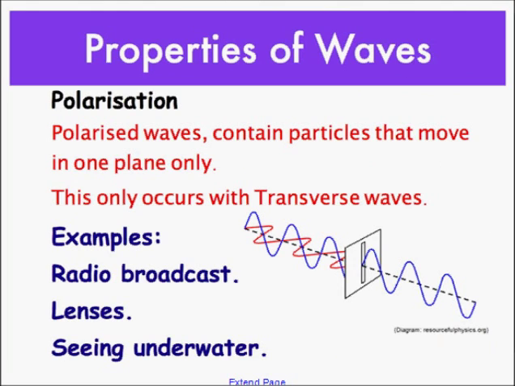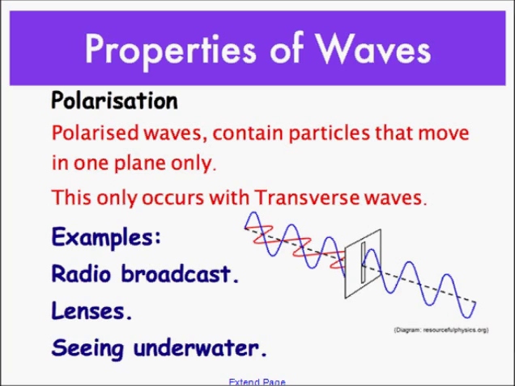Something else that's a property of a wave that we didn't look at last year is called polarization. Polarized waves contain particles that move in one plane only. This only occurs with transverse waves. Examples of this are the radio broadcast, lenses, and seeing underwater. Those things are where you can see polarization in effect.